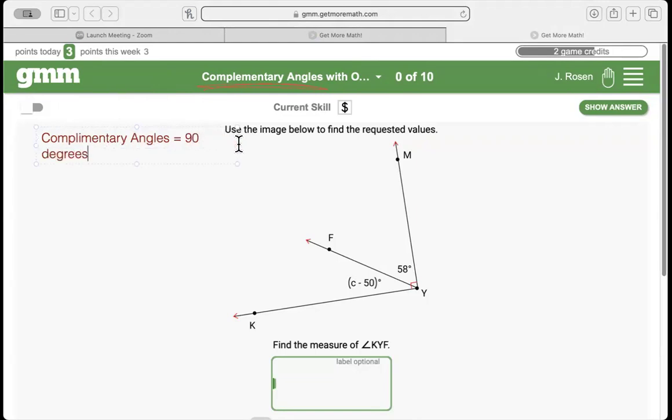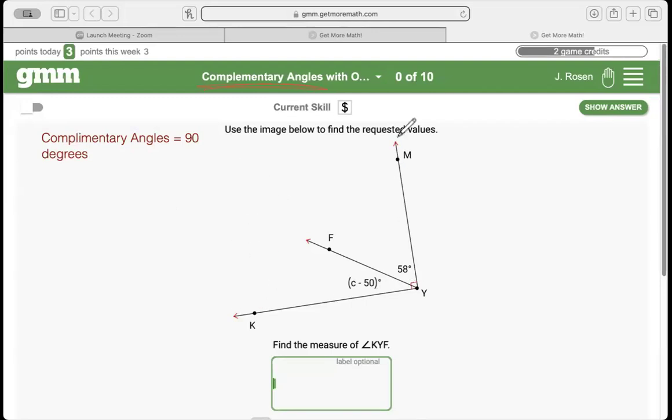Okay. And in this particular case, they are adjacent, meaning they share a side. So again, just making sure we understand that. KYF is how we call this one, is adjacent to FYM, this one here, because they share FY. Okay. So just making sure we understand that term. But let's talk about how to solve it.